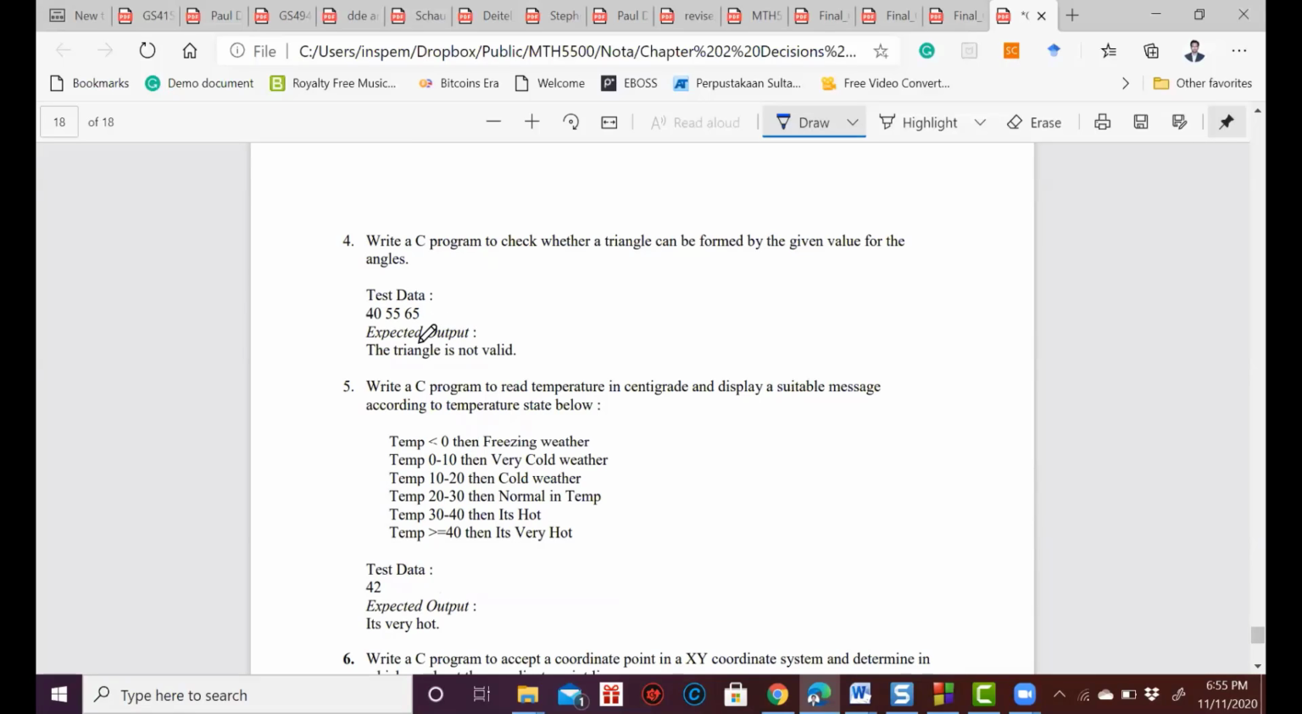Who can tell me? Total 180. Okay, good. So the idea is like this. Let's say this one is A, this one is B, this one is C: angle 1, angle 2, angle 3. So we read, for example, scanf. Let's say the angles are integers, so we use percent d, and then bracket, ampersand A, comma, ampersand B, comma, ampersand C.